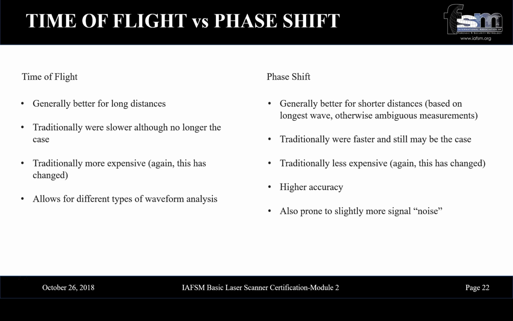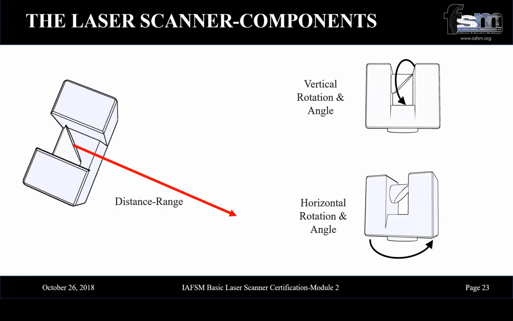I may discuss that a little bit more later. Let's move into the laser scanner and take a look at some of the components here. There are really 3 basic components, or 3 things that are happening while scanning. And this is very similar to the total station. In fact, it is a total station, except for the fact that it automatically scans.